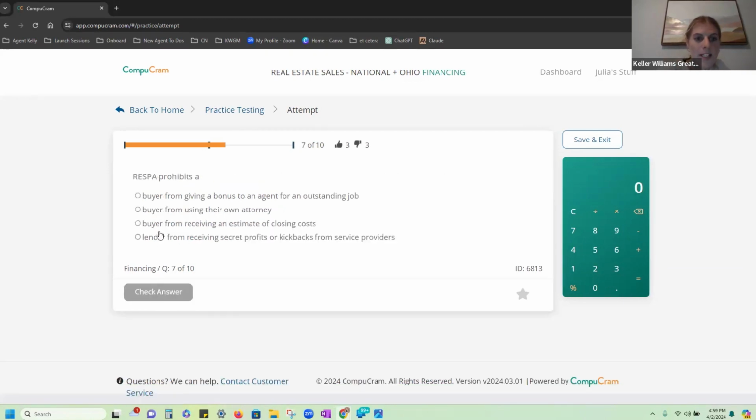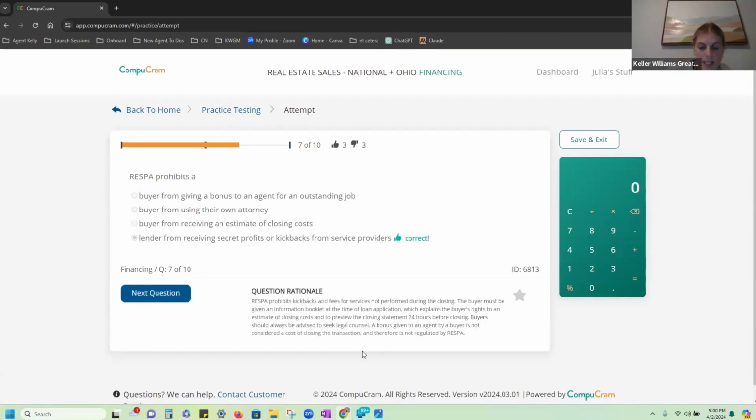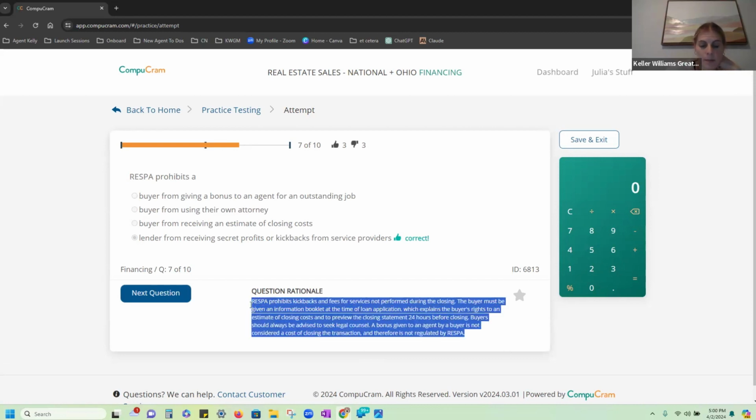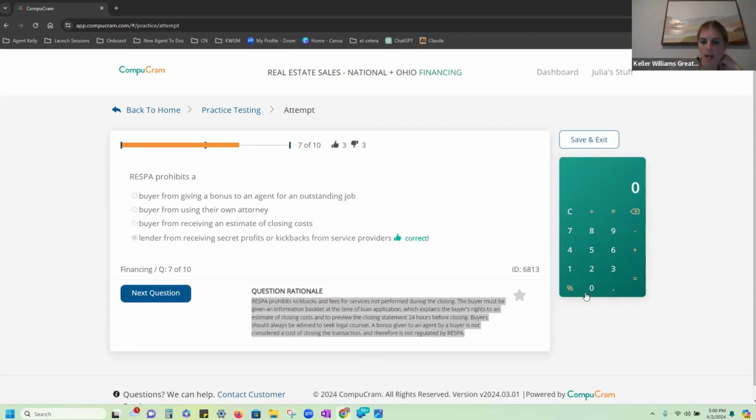All right. RESPA prohibits A, buyer from giving a bonus to an agent for an outstanding job. B, buyer from using their own attorney. C, buyer from receiving an estimate of closing costs. Or D, lender from receiving secret profits or kickbacks from service providers. All right, got D. Correct. So RESPA prohibits kickbacks and fees for services not performed during the closing. Good job.